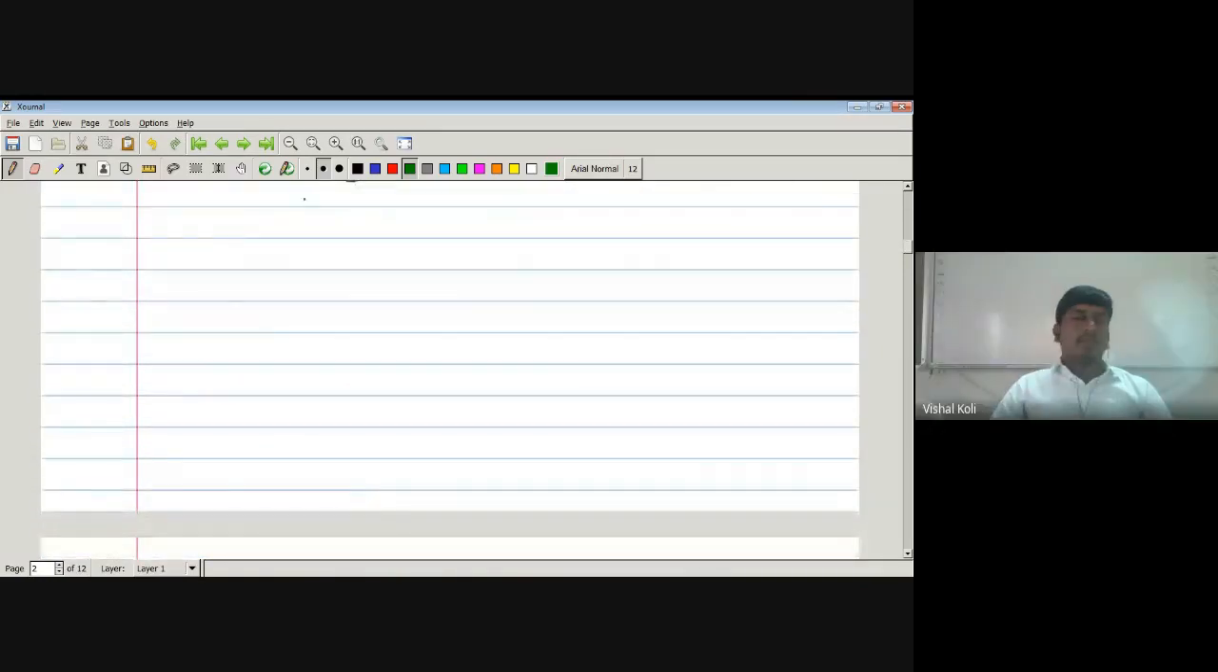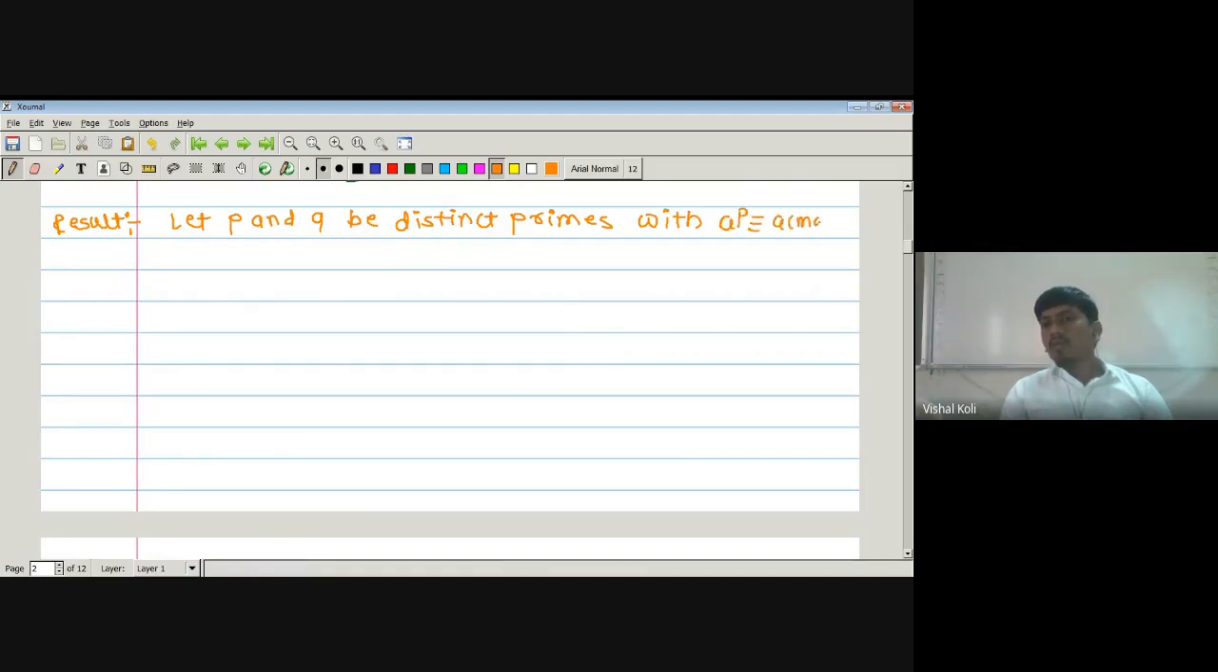Now next there is one result. Let p and q be distinct primes, with a to the power p congruent to a modulo q and a to the power q congruent to a modulo p, and then we have to prove that a to the power p into q is congruent to a modulo p into q.